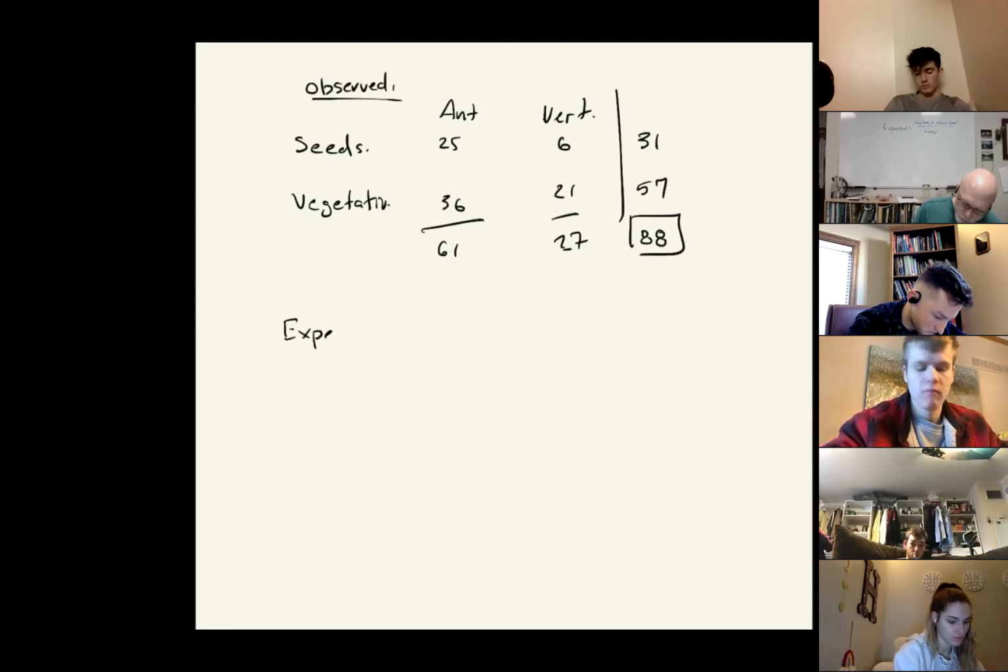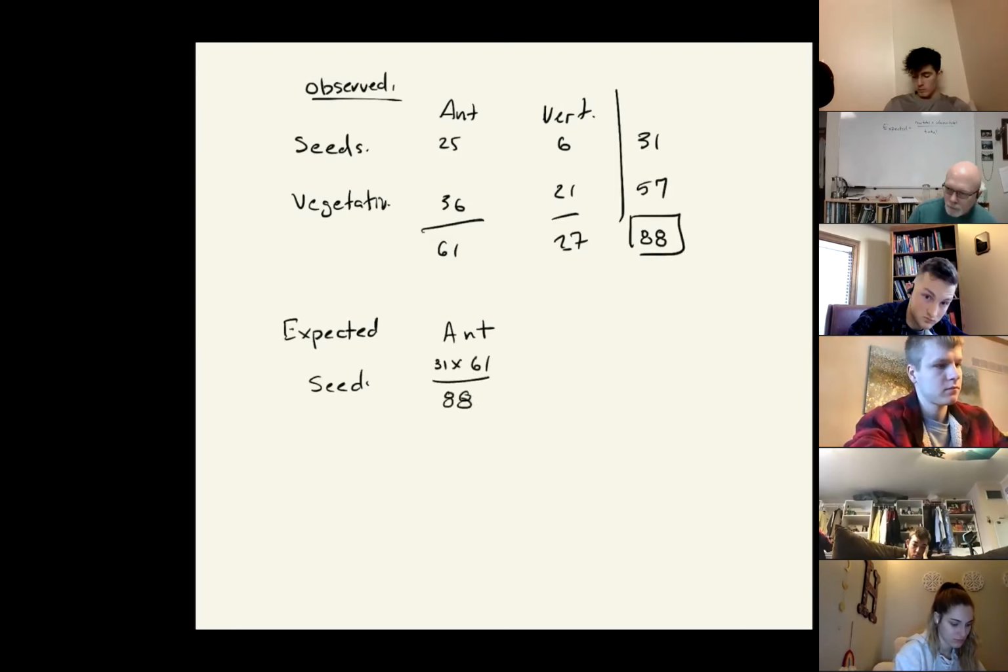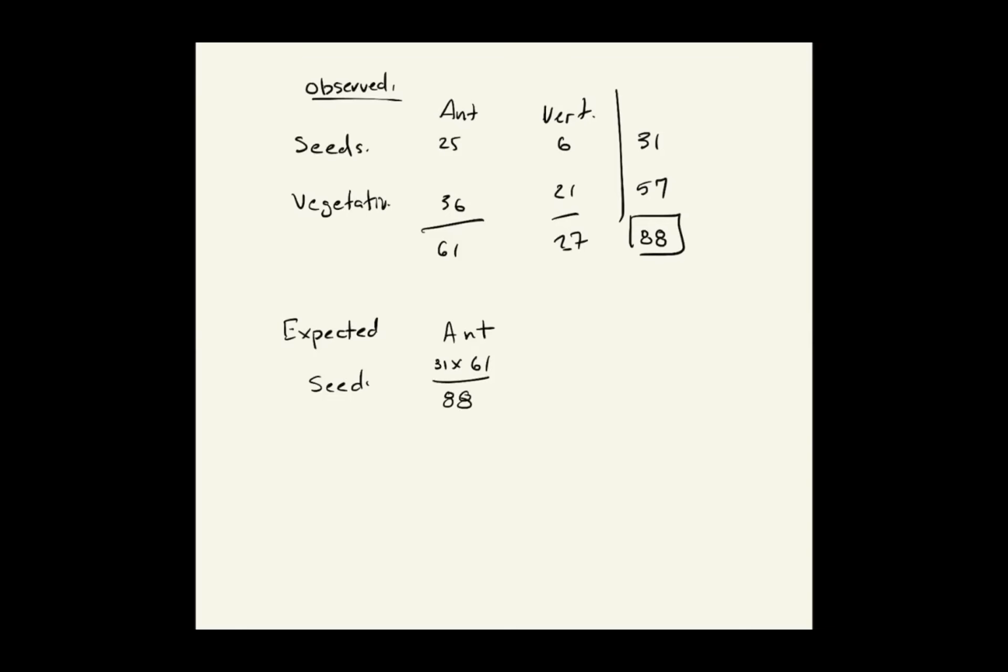So we can calculate the expected for, once again, ant versus seed by basically taking the seed regeneration total, 31, times the ant column, which is 61, divided by 88. And let me pull up a calculator on my computer really quickly here. So 31 times 61 is 1891 divided by 88. That's 21.49. So this would be then 21.49.